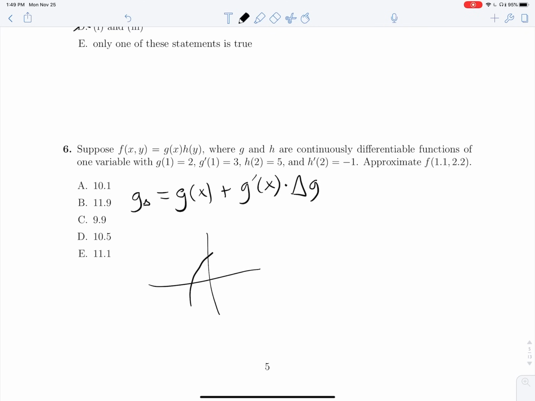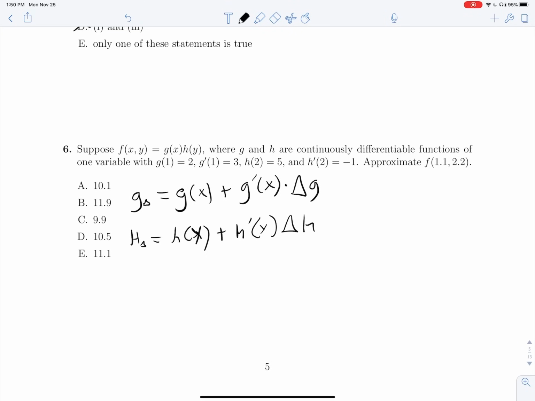If we had some function here, then in order to approximate it around this point, we want to have a constant in there that sets us up that many units to begin with, and then this is just going to be the line whose slope is the derivative of the function at that point. So we can do the same with h. So h little delta is going to be h of y plus h prime of y times delta h.